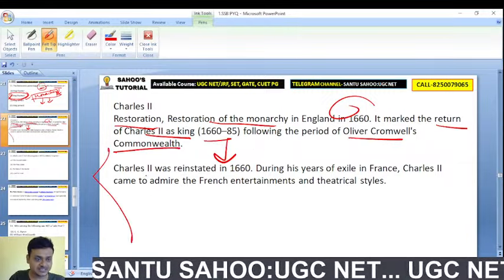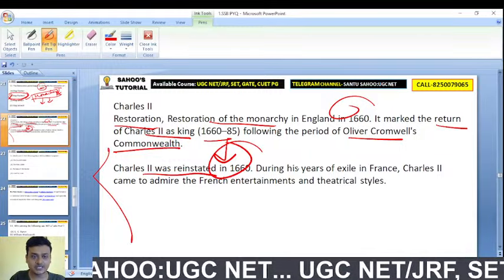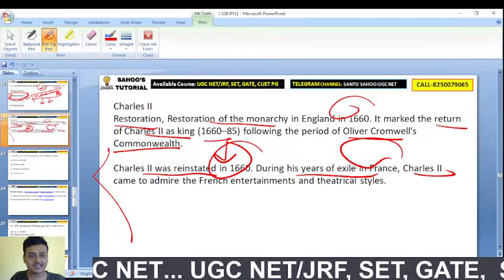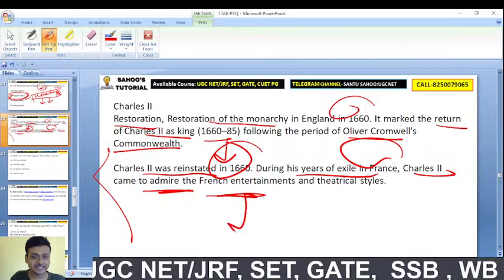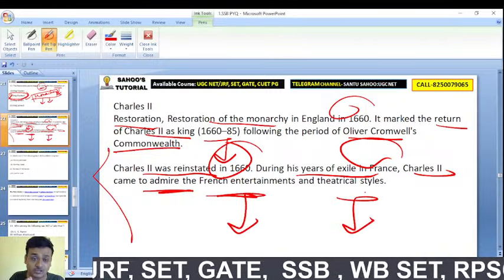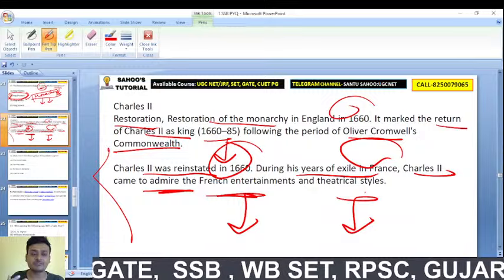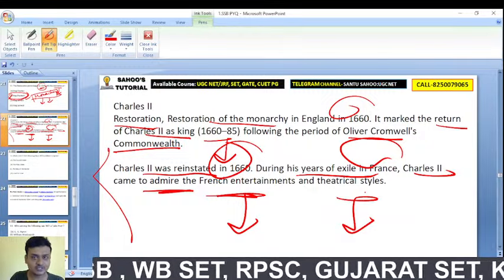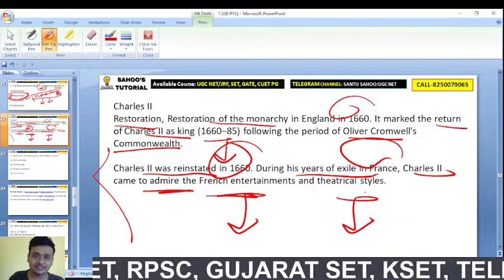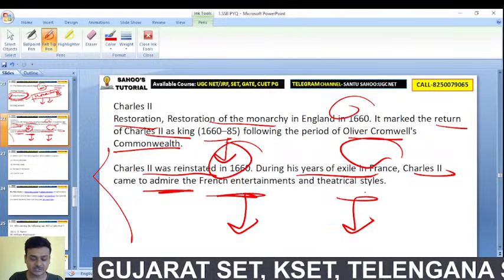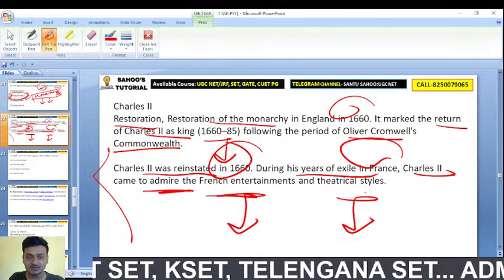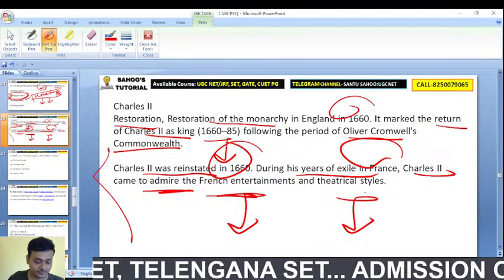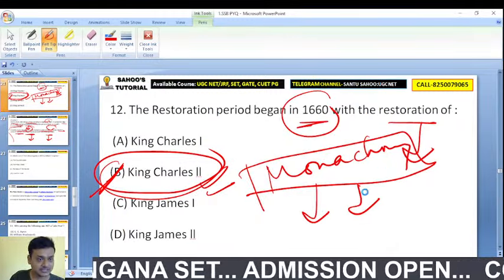Here you see, Charles II was reinstated in 1660. During his years of exile in France, Charles II came to admire the French entertainments and theatrical styles. He was heavily influenced by the theatrical styles of the French writers. That's why he also admired the writers of the Restoration period to write plays and comedies. Exactly, B is the right answer.